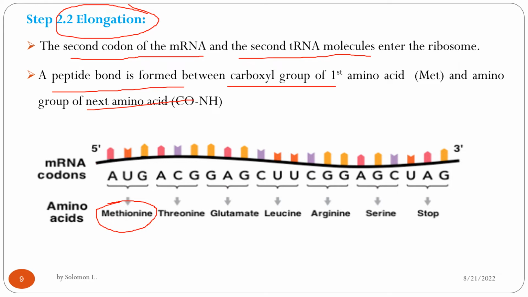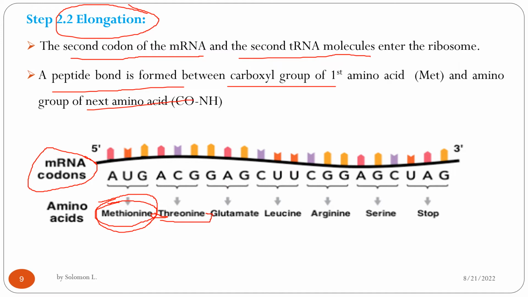Here in this figure, you can see messenger RNA with different codons. The first codon codes for methionine, so this methionine is the initiating amino acid. Then the second transfer RNA brings threonine, which is coded by adenine, cytosine, guanine, and there is a peptide bond between these two amino acids. And the third transfer RNA brings glutamate, which is coded by guanine, adenine, guanine, and there is a peptide bond between threonine and glutamate.